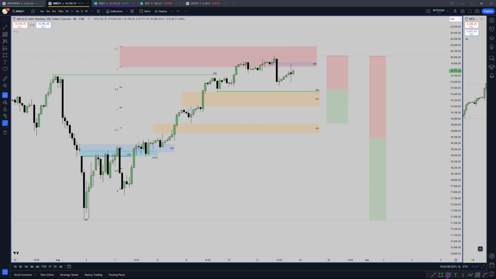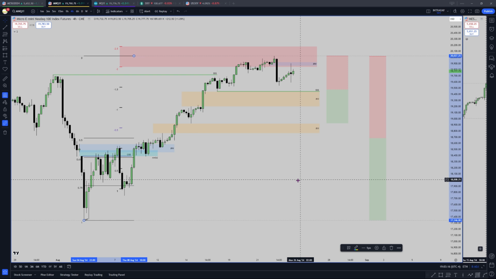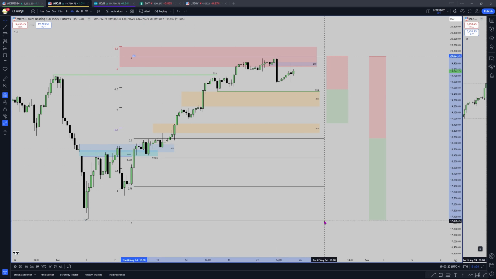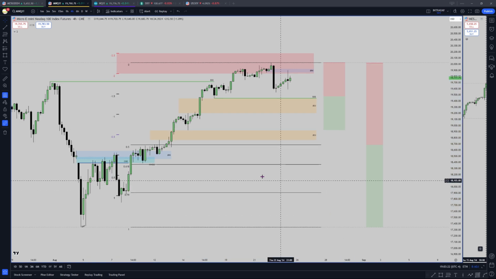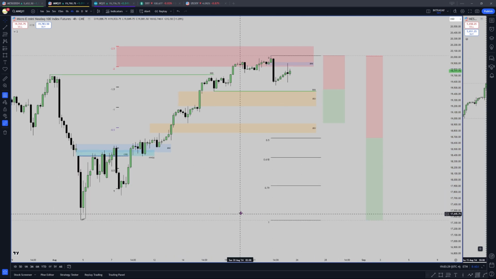Draw OTE from the low to the high. This low, right? Low to the high. Wait. Am I doing it right, liquidity, or is it a different low that I should anchor it?